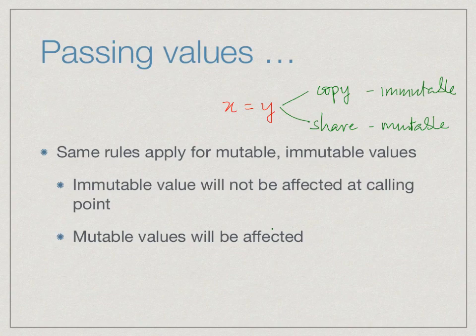So immutable values will not be affected at the calling point, and mutable values will be affected. It's as though we are making an assignment between the expression or the name at the calling point to the name in the function. So if the function modifies that name, if it is an immutable value, nothing will happen here. If it is a mutable value, something will happen.